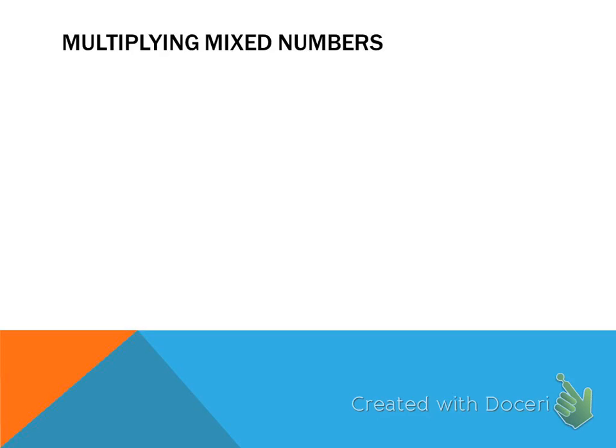All right, now in example 3, this is probably the most important example of the lesson because we're multiplying mixed numbers. Now, my first rule is that I need to change my mixed number to an improper fraction. So I want you to go ahead and do that.